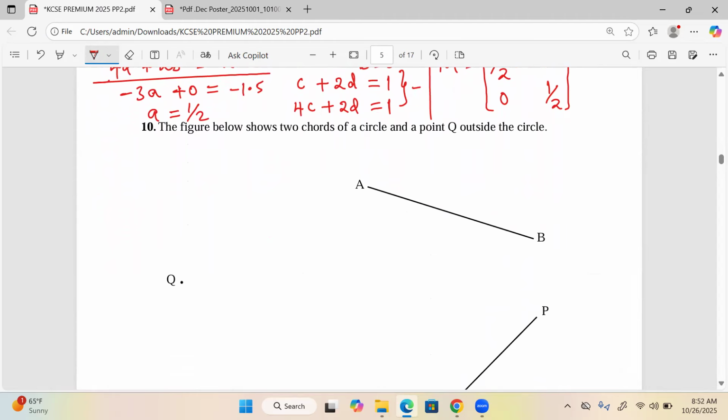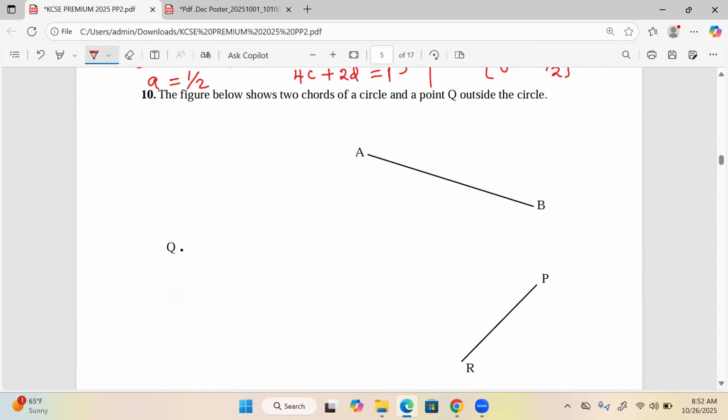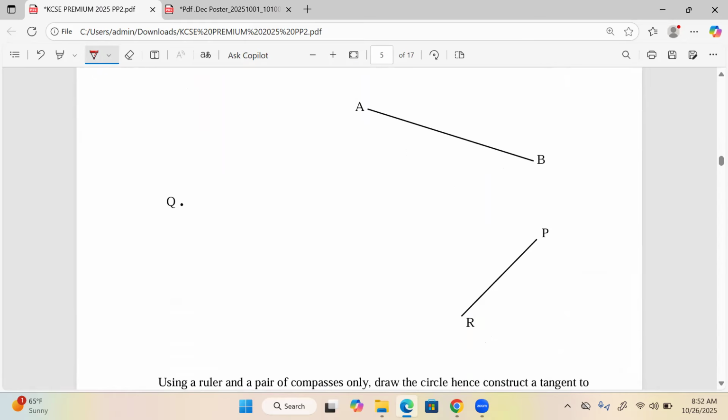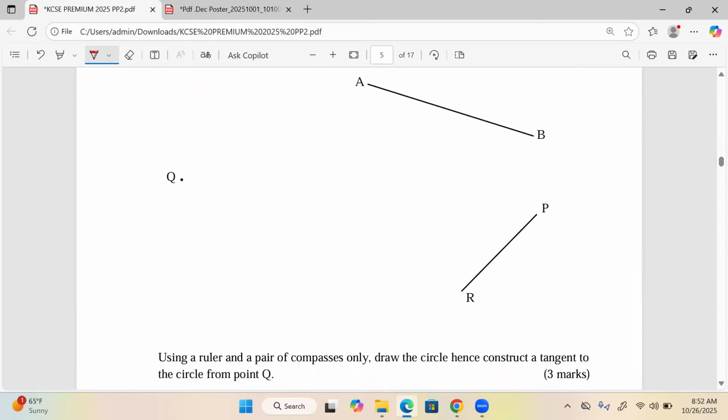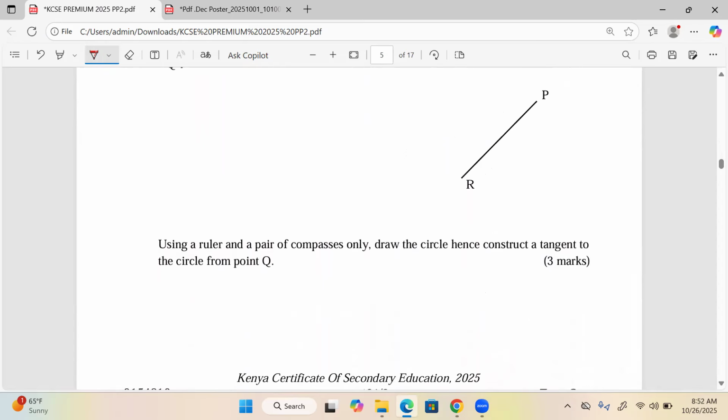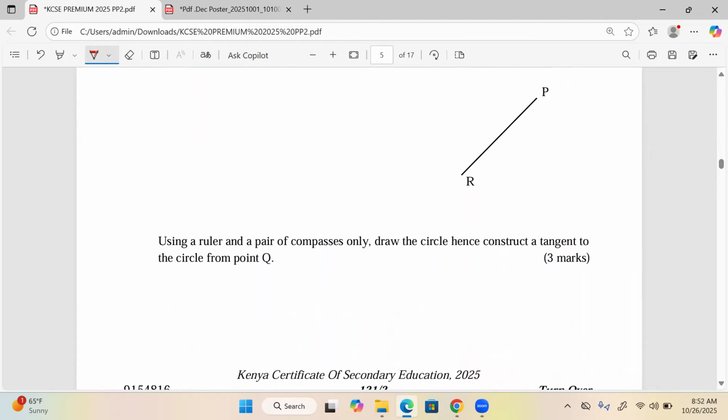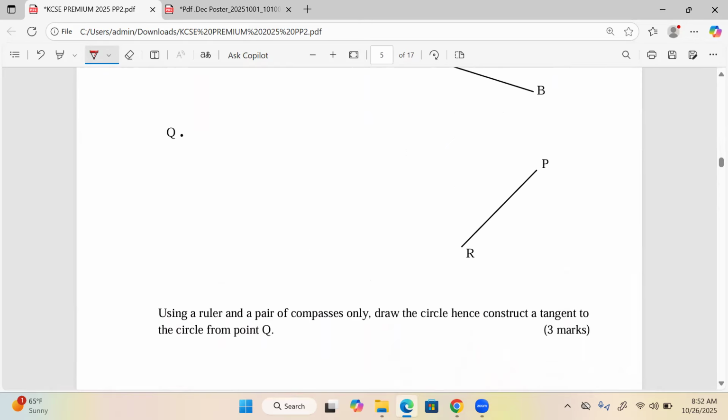The figures below show two chords of a circle and a point Q outside the circle. Two chords of a circle, a chord AB and a chord RP. Using a ruler and a pair of compasses only, draw the circle first. Then you construct a tangent to the circle from point Q. So we have the construction of the circle first.